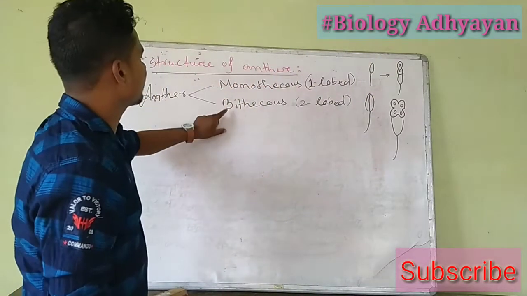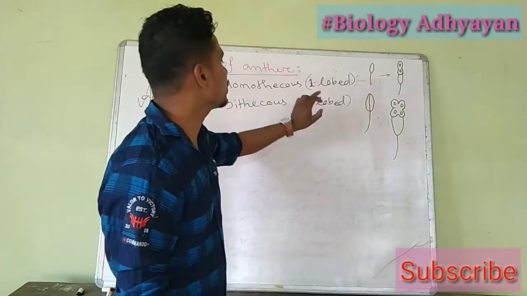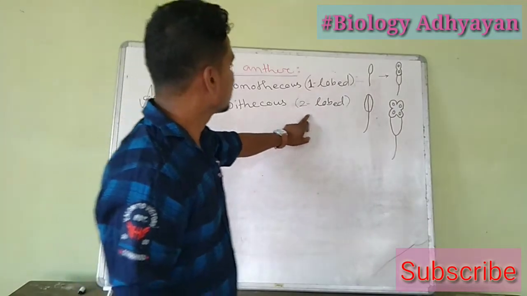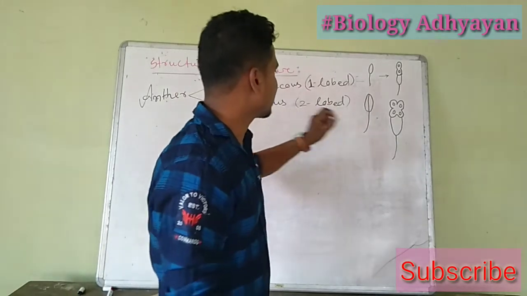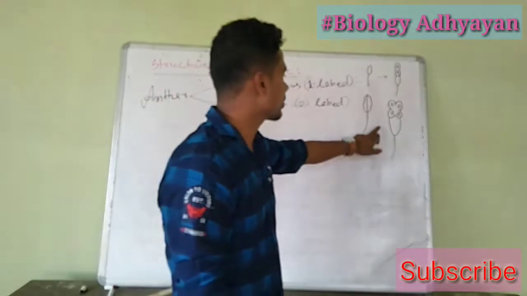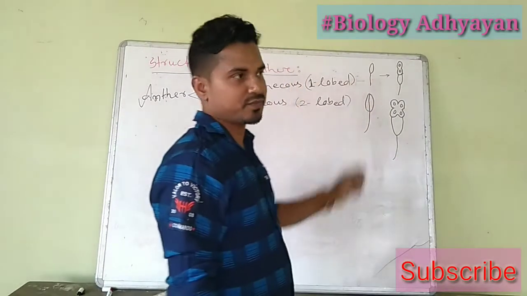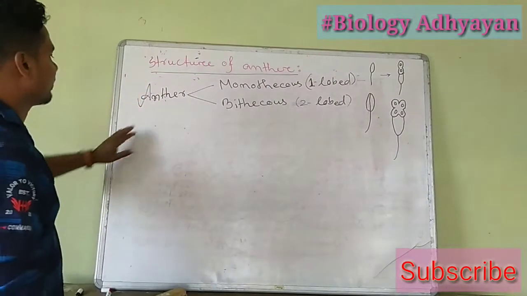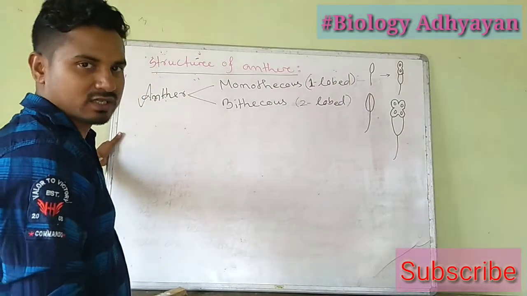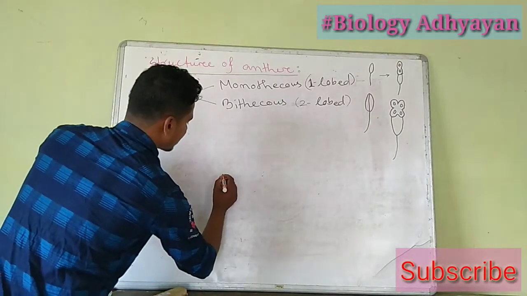Another type is called bithecous, and a bithecous anther has a two-lobed structure, and it looks like this. If you take a transverse section of this type of anther, it will look like this. Now we have to know about the internal structure of an anther.